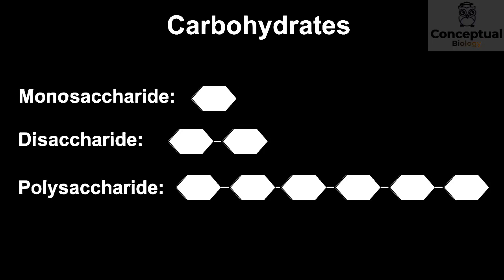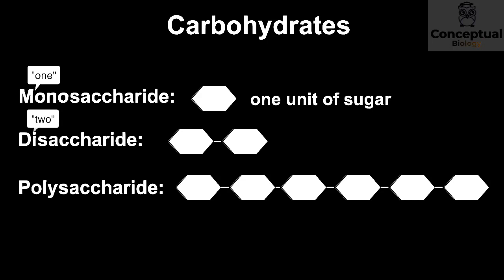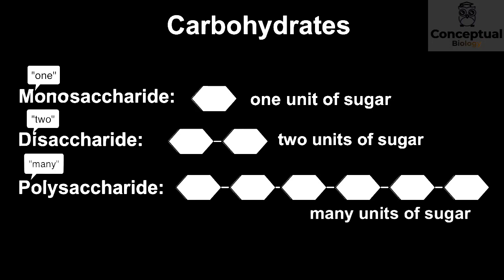The prefixes mono, di, and poly refer to the number of sugars in the molecule. Mono means one, so a monosaccharide is a carbohydrate made of 1 unit of sugar. The prefix di means 2, so a disaccharide is a carbohydrate made of 2 units of sugar. And poly means many, so a polysaccharide is made of many sugar units bonded together.